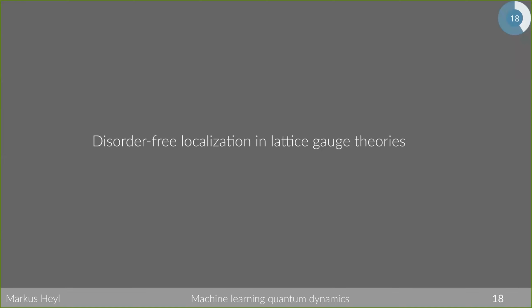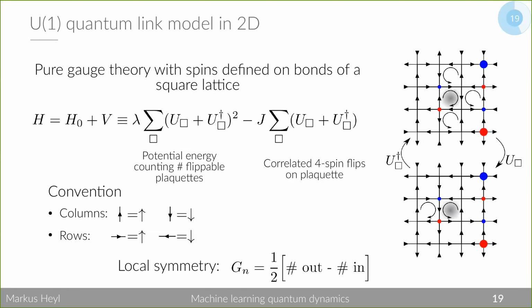So now I would like to apply this method to a problem which is a very recent development in quantum many-body physics, and which goes under the name of disorder-free localization. This is a phenomenon which is unique to lattice gauge theories, and that's what I would like to discuss in the following. I will do this for the example of the U1 quantum link model in 2+1 dimensions, the pure gauge theory without matter.